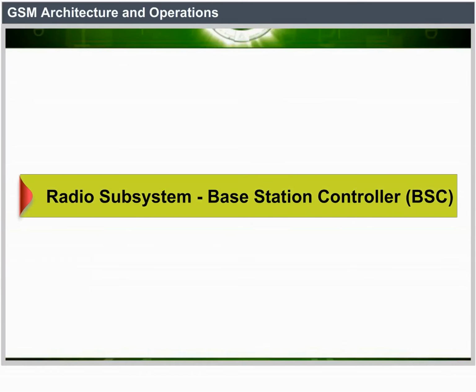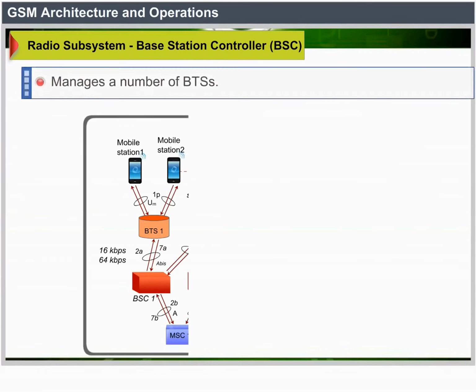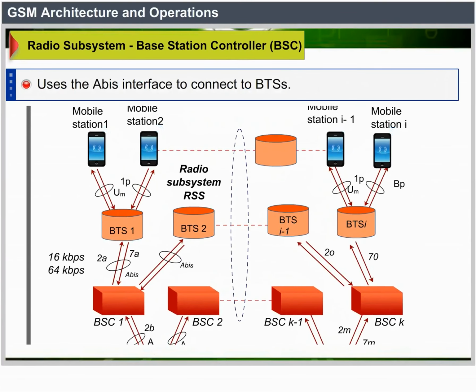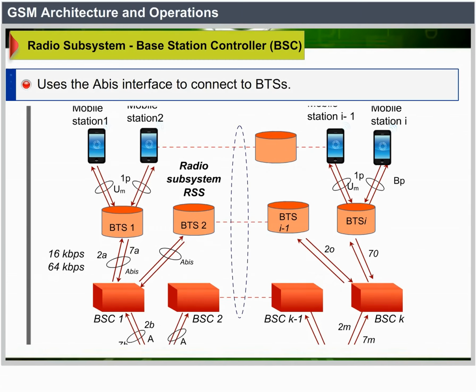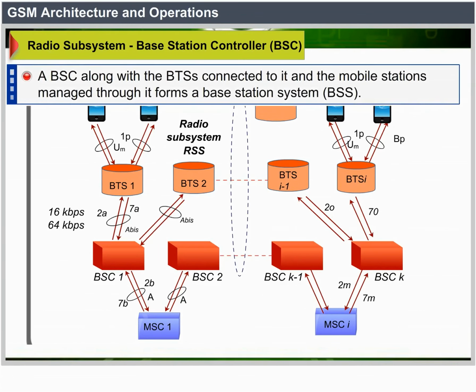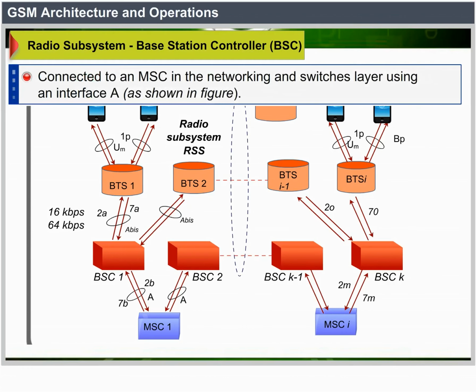Radio subsystem, base station controller. Manages a number of BTSs. Uses the Abis interface to connect to BTSs. BSCs reserve radio frequencies for communication and manage handovers between BTSs. A BSC along with the BTSs connected to it and the mobile stations managed through it forms a base station system BSS. Also connected to an MSC in the networking and switching layer using an interface A as shown in the figure.